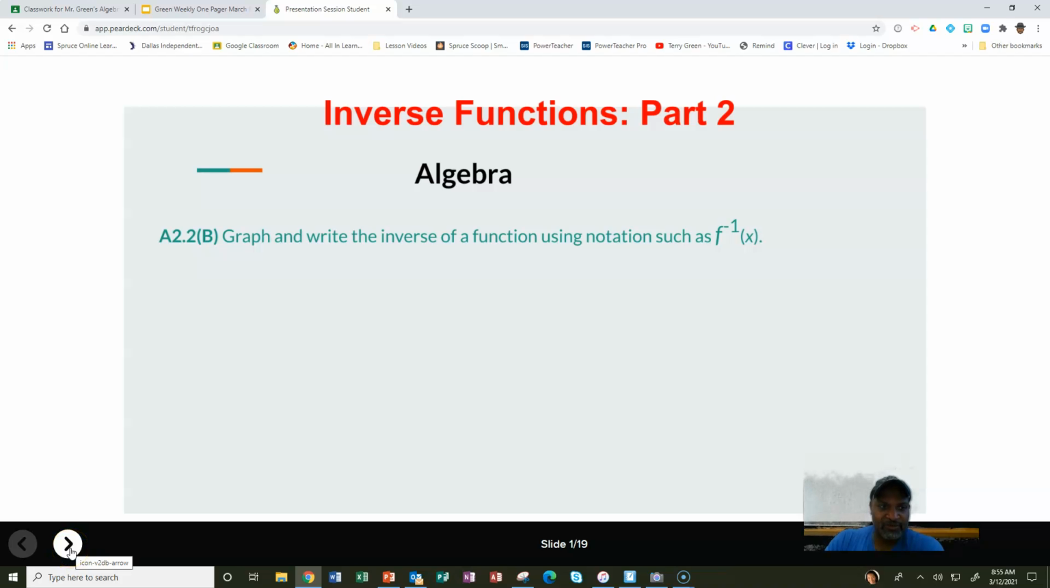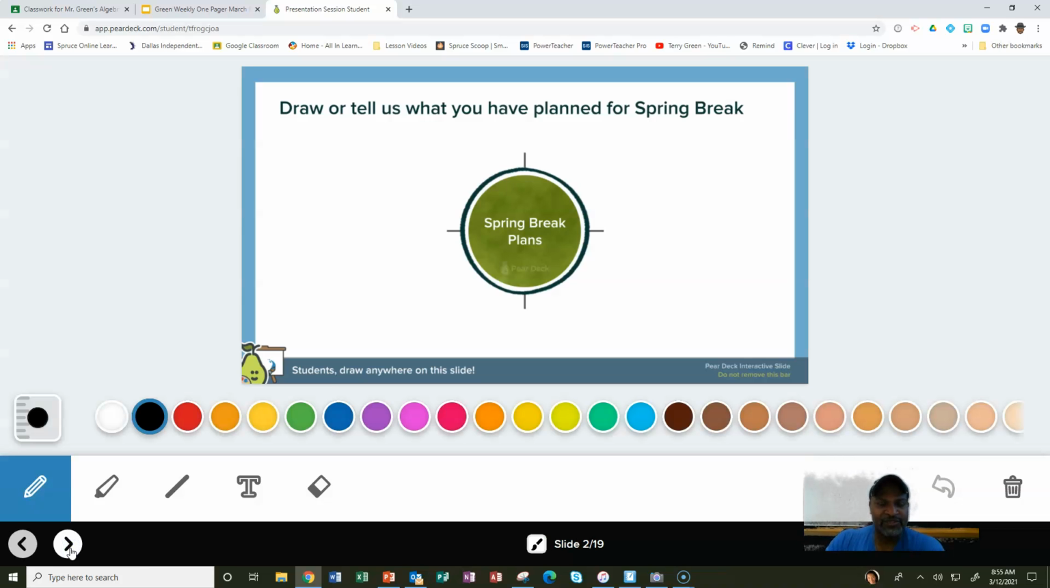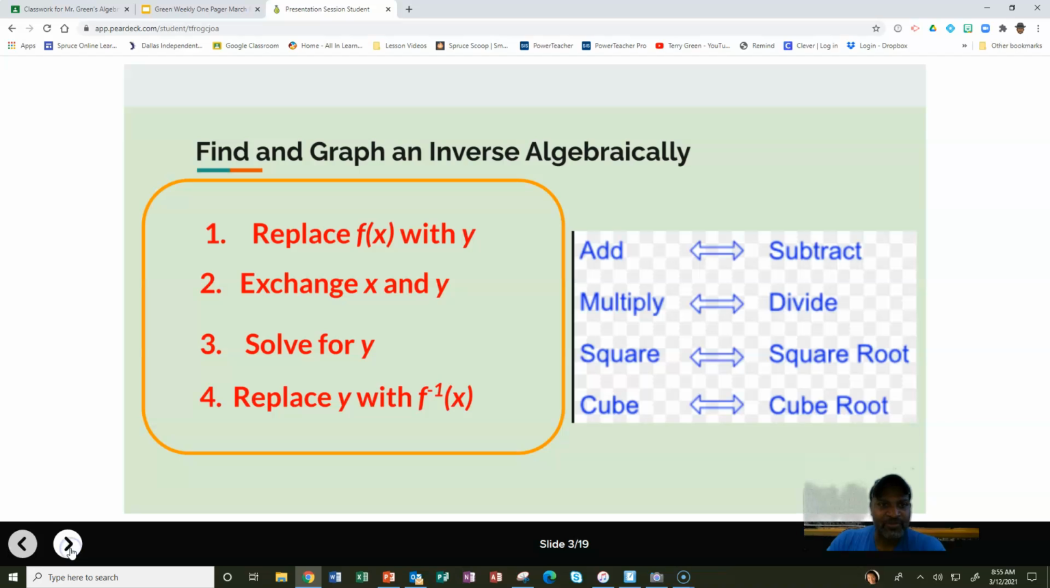So we're going to graph and write the inverse of a function using notation such as f inverse of x. Indulge me. On this slide, what I'm going to do is just draw or tell me what you have planned for spring break. So that's what this slide is about.